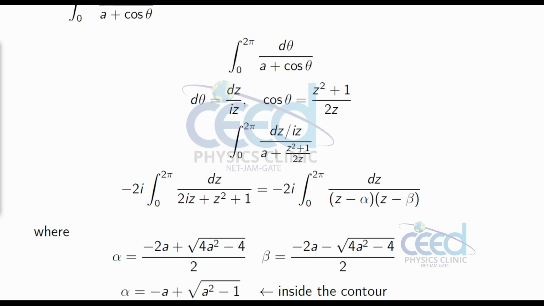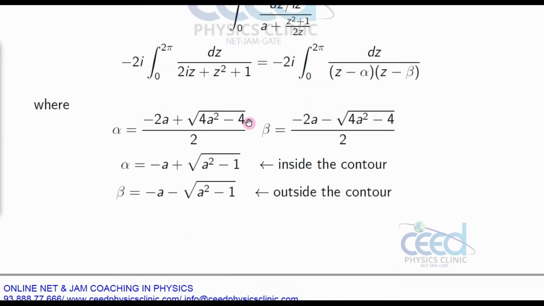Once I get alpha and beta, in this a plus b cos theta format, usually we will have numbers there. So we are doing it generally by considering the constant as a. Okay, so alpha and beta, these are the poles. Now this is inside the contour and this is outside the contour. Why? See, minus a minus, this negative quantity will increase, right? But here minus a plus some quantity, so the net quantity will decrease. So this part is usually inside the contour and this part is usually outside the contour.